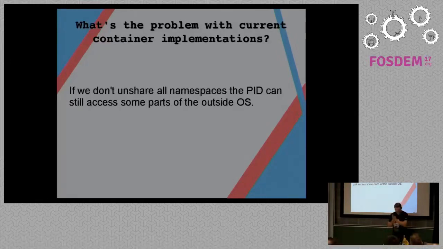Okay, so if we don't unshare all of the namespaces, this process can actually access different parts of your operating system. Like if you haven't created a new network namespace, it still has access to the network on the same host. So, for example, if you want to run your application on the same port in different containers, and you haven't created a new network namespace, after the first application binds, for example, to port 80, every other application wouldn't be able to. The same goes for sockets and shared memory and stuff like this.